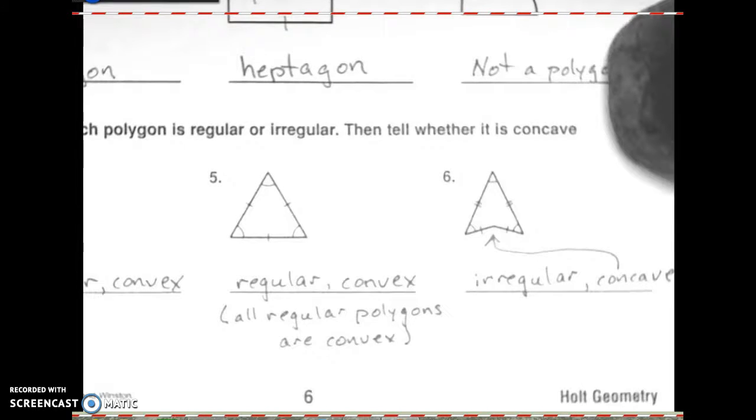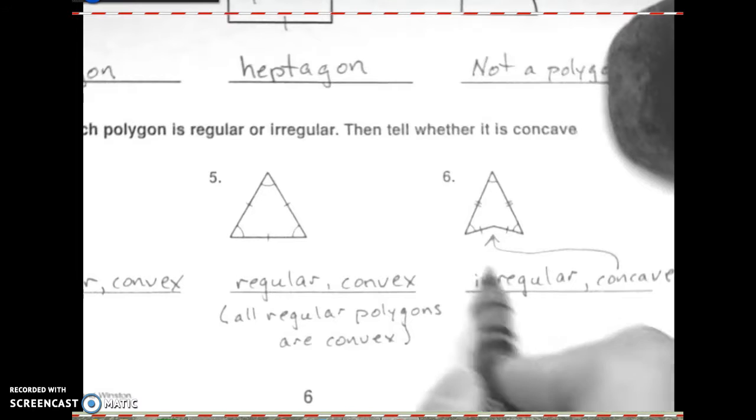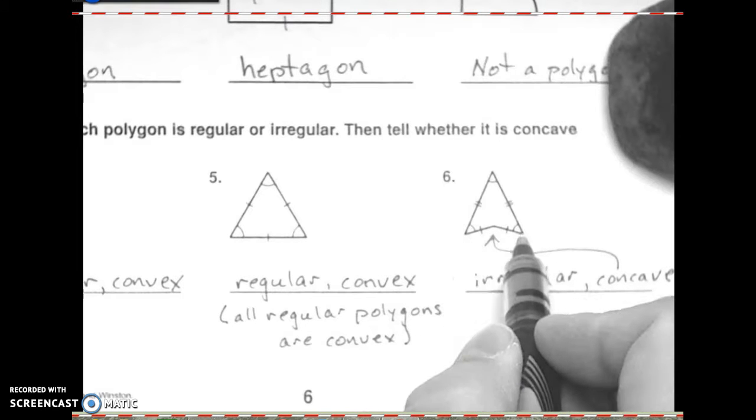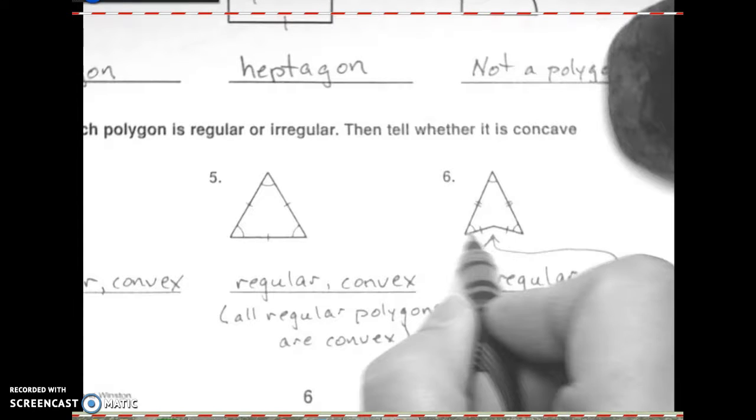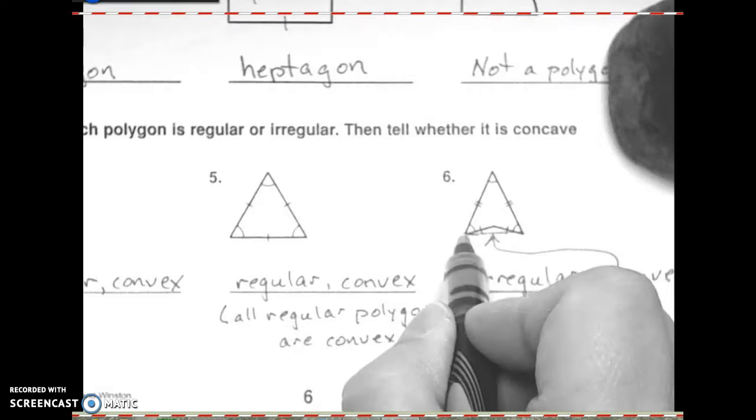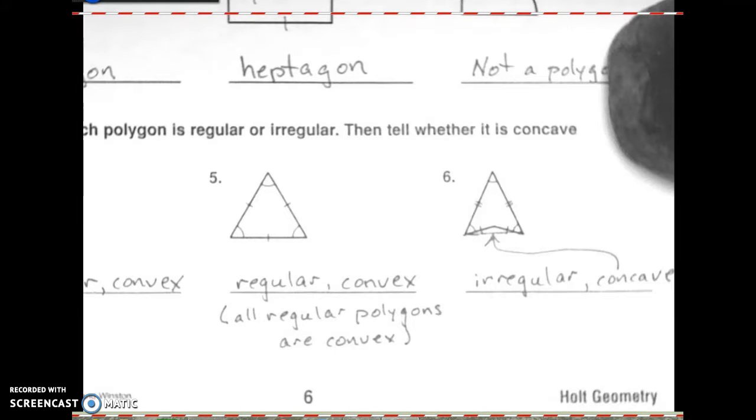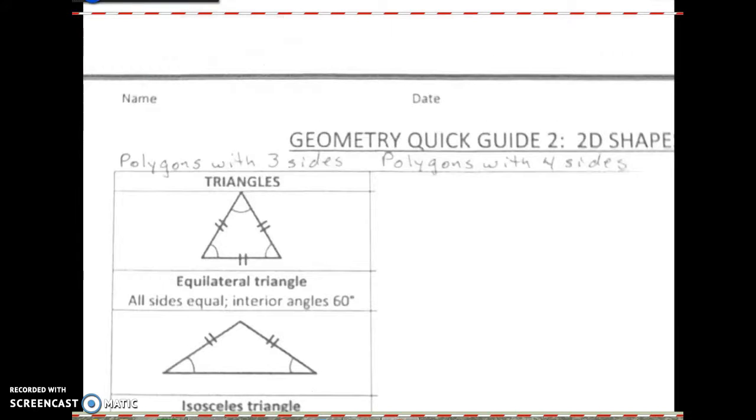The official definition of concave means I could connect one vertex to the other and go outside the polygon. So if I drew a diagonal from this vertex to this vertex, I would be outside the polygon. That makes it concave. On the back side of the page, you've got your reference for different polygons.